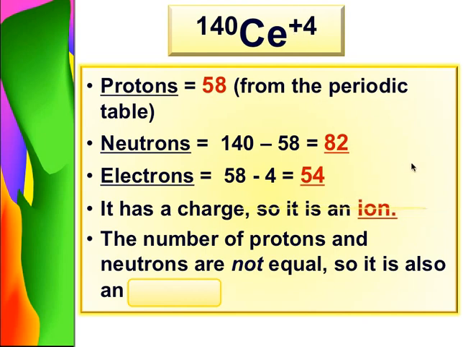Now it has a charge, so it's an ion, and the number of protons certainly doesn't equal the number of neutrons, so it's also an isotope. And that's pretty much all you need to know about atomic math.